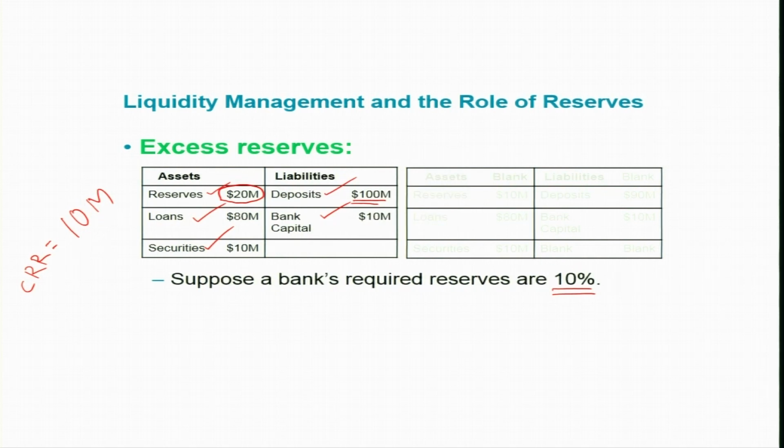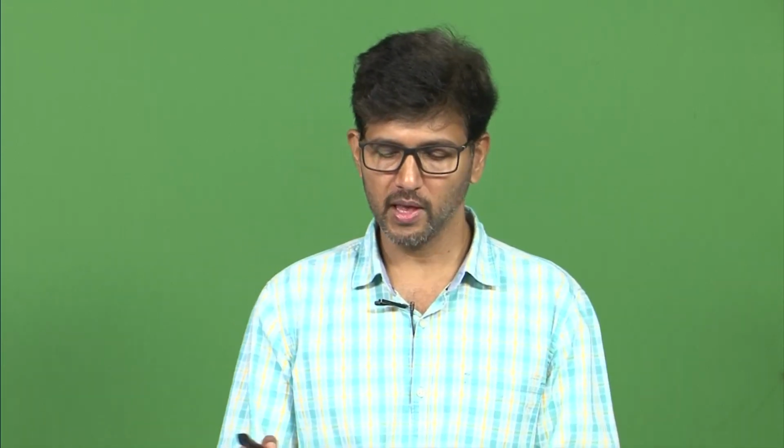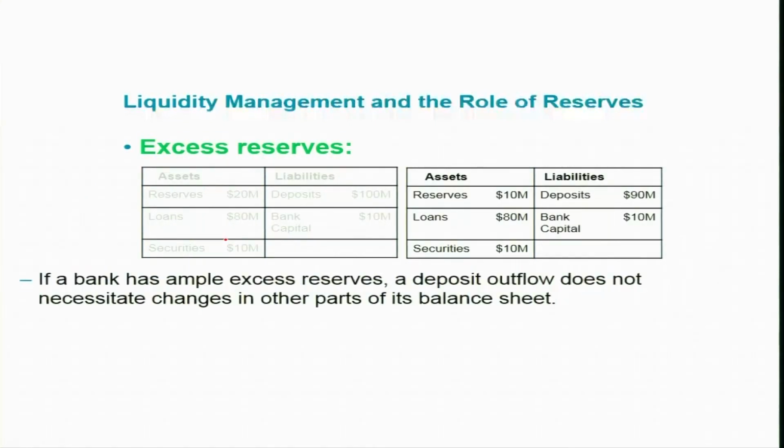And when the bank is keeping an excess reserve of 10 million, obviously they are foregoing interest income. They could have utilized this money for making other investments, giving loans or any other kind of investment. But instead this bank is keeping 20 million, and has given loans of only 80 million, and invested in securities of only 10 million. And what is going to happen if there is a sudden deposit outflow of 10 million, for example?